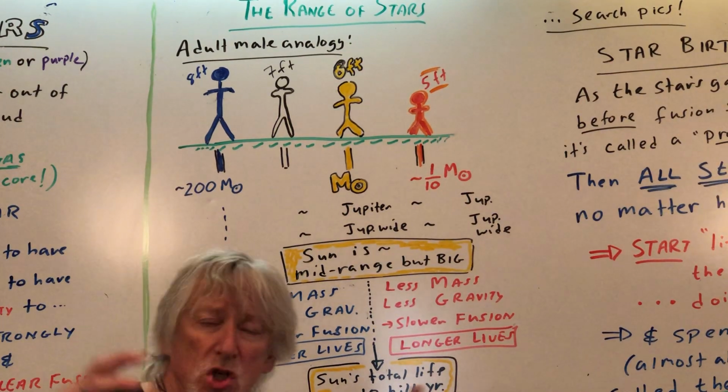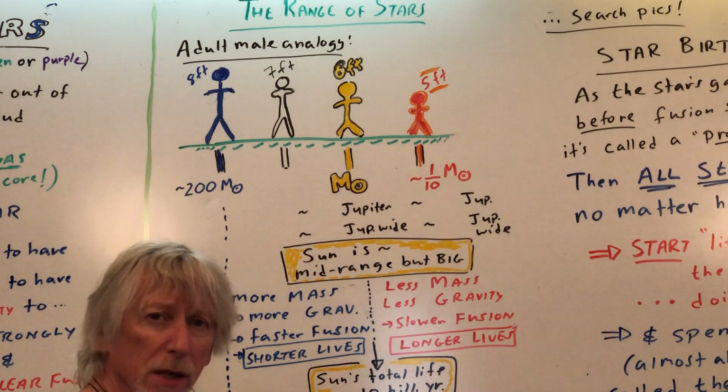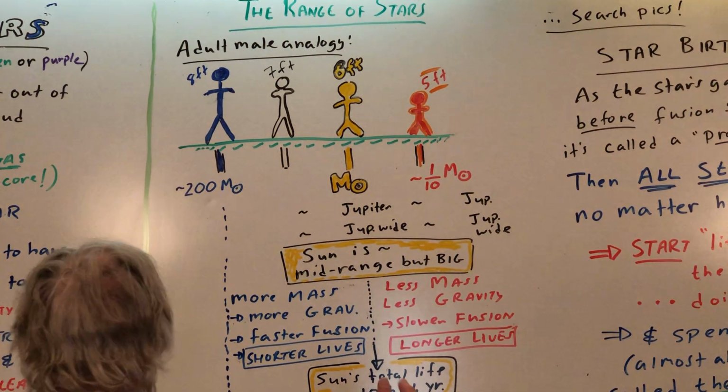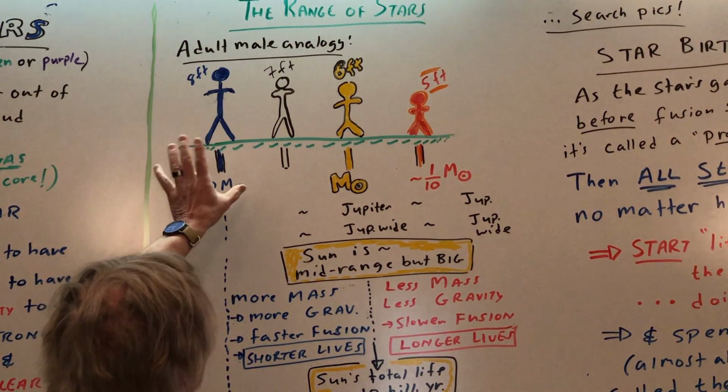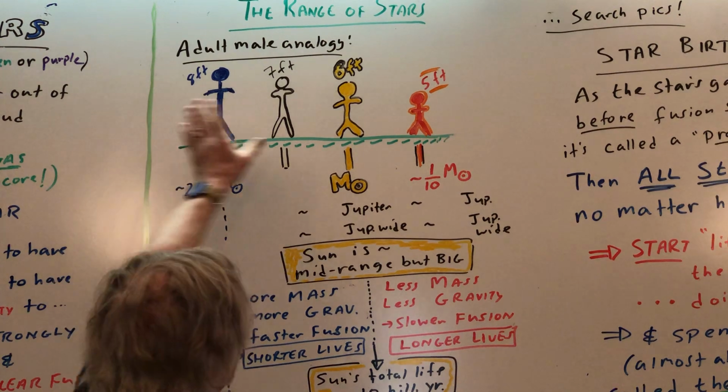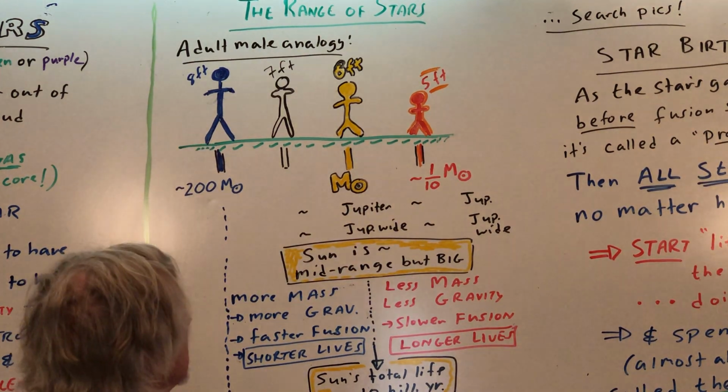Anyway, this does a lot for categorizing stars. Like how much mass, remember? We need the mass. Right? We need the gas to have the mass, to have the gravity, to have the fusion. So this kind of is related to a variety of things.